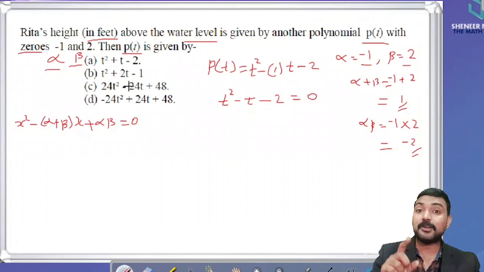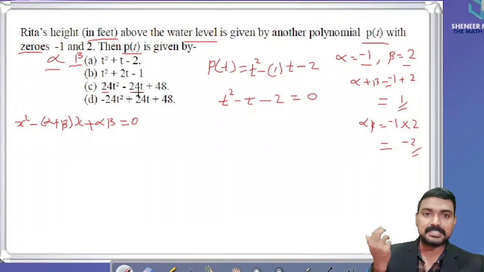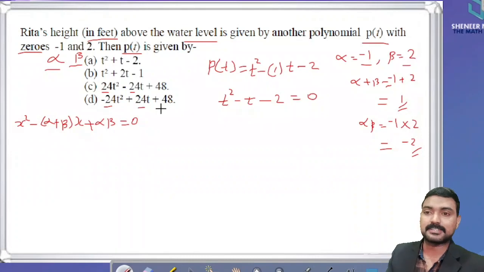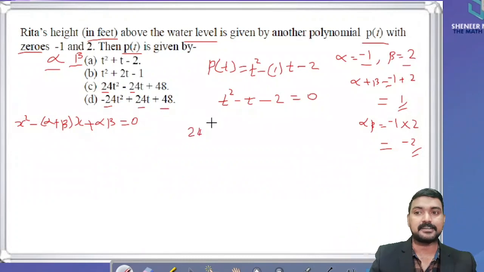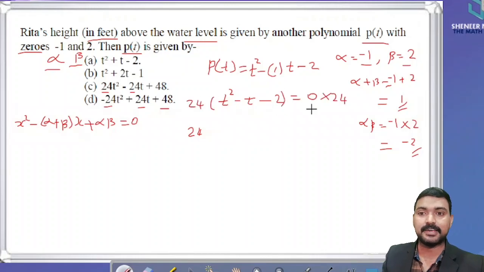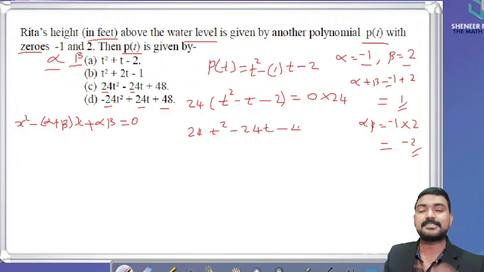So similar options will be there. As we know, equivalent fractions are there, similarly many similar equations are there. Here 24 is there. The 24 can be multiplied on both sides of this equation. So we will get 24t square minus 24t minus 48 is equal to 0. Now also there is no similar equation.